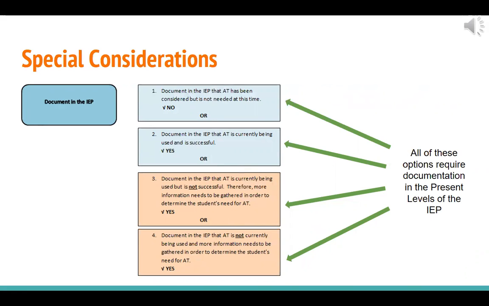Regardless of which box you check, there should be documentation of the team's consideration of assistive technology somewhere in the present levels to show that the team has talked about it and whatever their decision has been, that there has been data behind that decision.